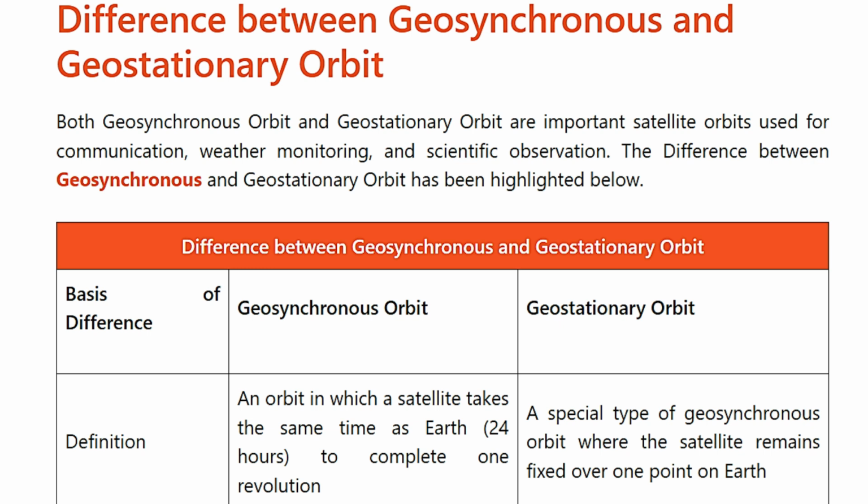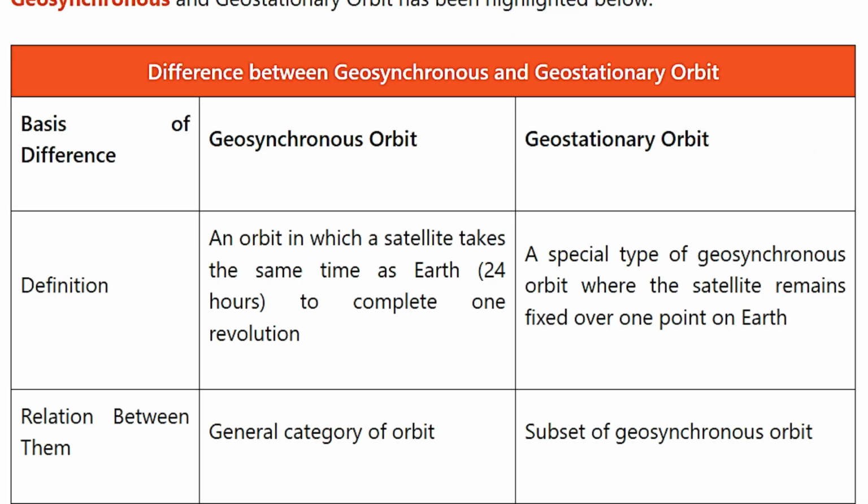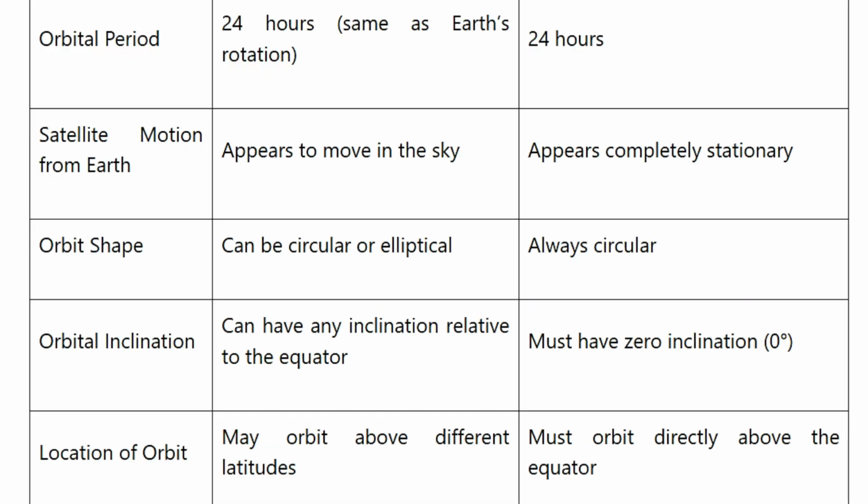Geostationary orbit. Definition. Geosynchronous: an orbit in which a satellite takes the same time as Earth, 24 hours, to complete one revolution. Geostationary: a special type of geosynchronous orbit where the satellite remains fixed over one point on Earth. Relation between them. Geosynchronous: general category of orbit. Geostationary: subset of geosynchronous orbit. Orbital period. Geosynchronous: 24 hours, same as Earth's rotation. Geostationary: 24 hours. Satellite motion from Earth. Geosynchronous: appears to move in the sky. Geostationary: appears completely stationary.